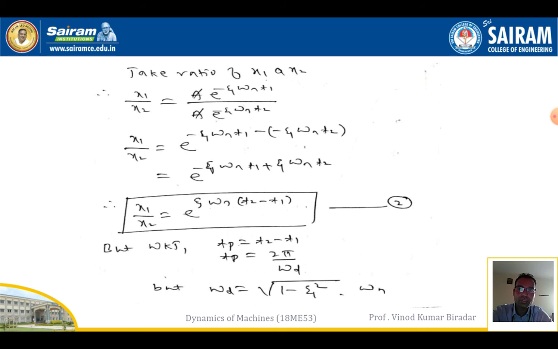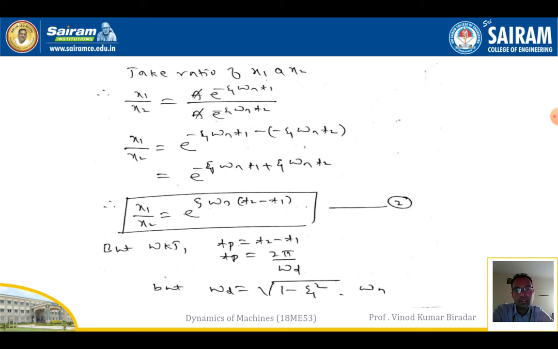As per the definition, we take the ratio of the two. As per the logarithmic decrement definition, the ratio x1 by x2 is equal to, substituting all the values, here A gets cancelled. So x1 by x2 is equal to e to the power of minus zeta omega n t1 divided by e to the power of minus zeta omega n t2. Again simplifying, it is e to the power of minus zeta omega n t1 plus zeta omega n t2. So again x1 by x2 is equal to e to the power of zeta omega n, taking the difference, t2 minus t1.